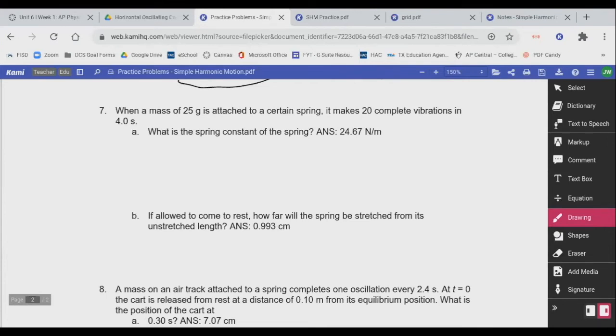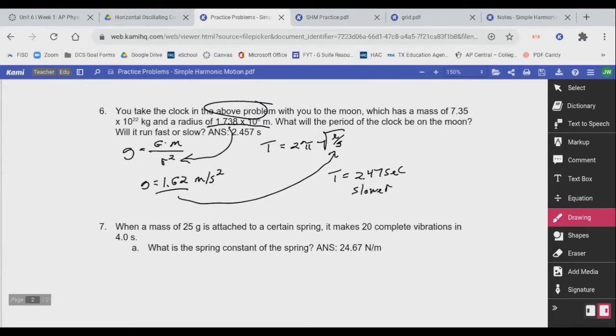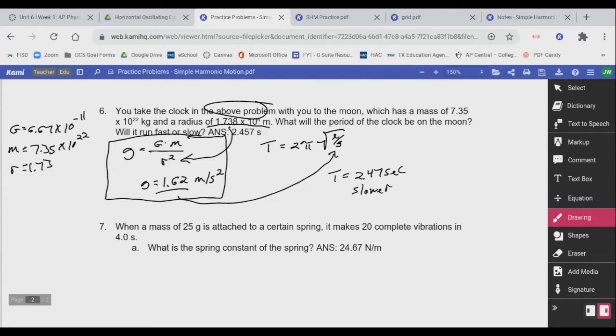How did I get 1.62 again? 1.62 right here. I calculated little g for the moon. I said big G, which is the gravitational constant, 6.67. You write that on the side. Big G is equal to 6.67 times 10 to the minus 11. The mass of the moon is equal to 7.35 times 10 to the 22nd. And then the radius of the moon equals 1.738 times 10 to the, I think it's a 6. I can't tell, I've already written over it, so it's hard to read.